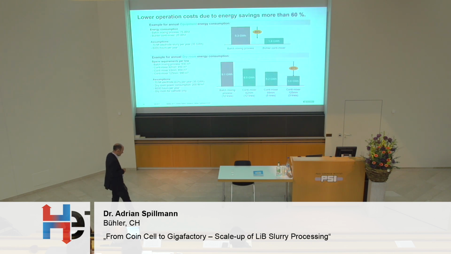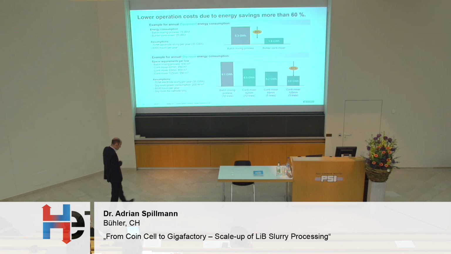And furthermore, another important aspect is the operation costs. So for example, we have conducted several studies at production scale comparing the specific process energy which is needed to achieve a certain quality of the product, and we could show that for the batch mixing system we have about 75 watt-hour per liter of electrode slurry, whereby for the continuous mixing system we can reduce this energy by about 60%.